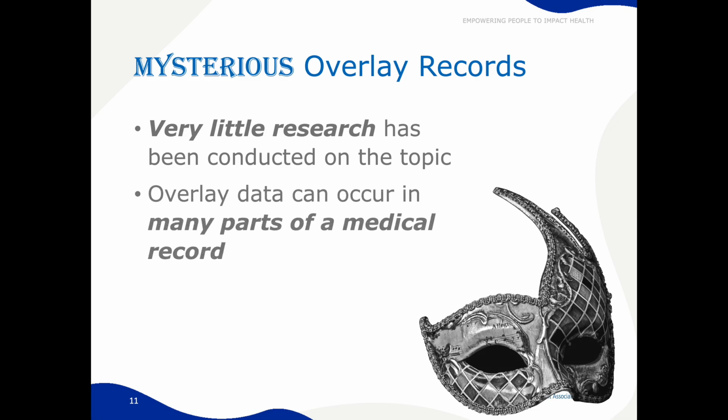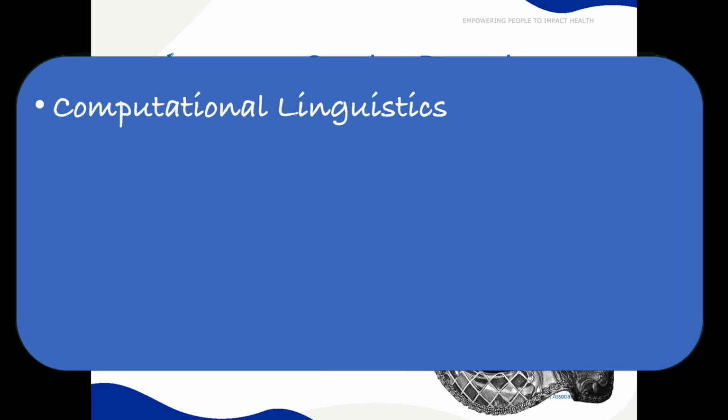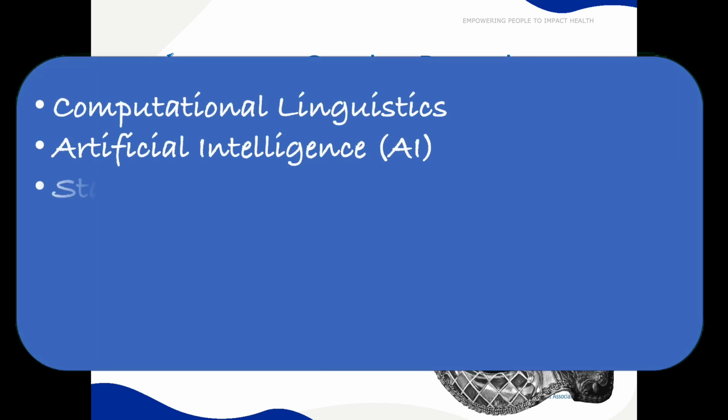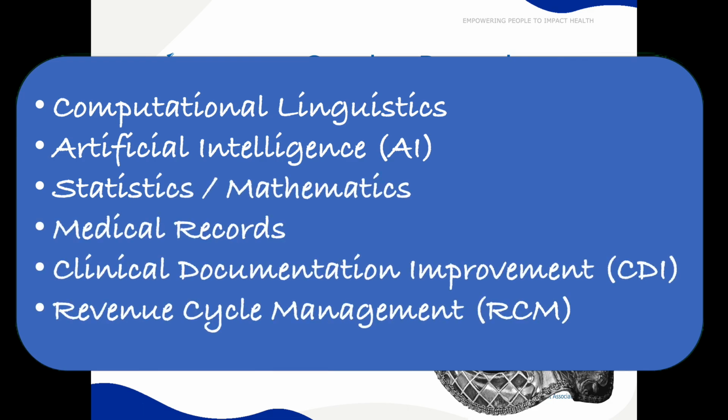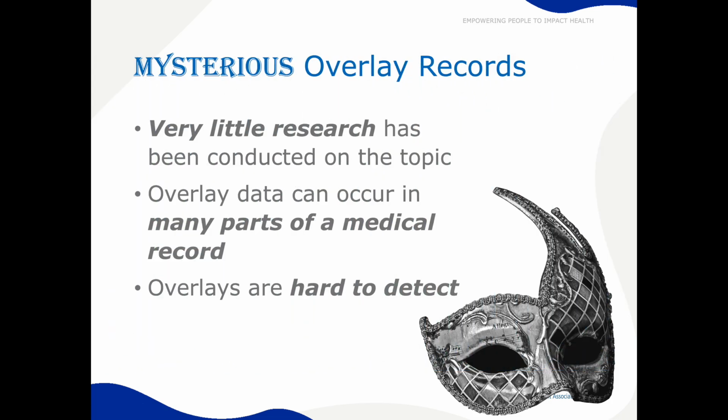Overlay data can occur any place in the medical record, so we have to look beyond the demographics to find the information: clinical data, financial data, and demographics. And they're very hard to detect. This requires new approaches and a combination of deep domain knowledge in linguistics, artificial intelligence, statistics, mathematics, patient records, CDI, even billing. All of these things are required to solve overlay data.